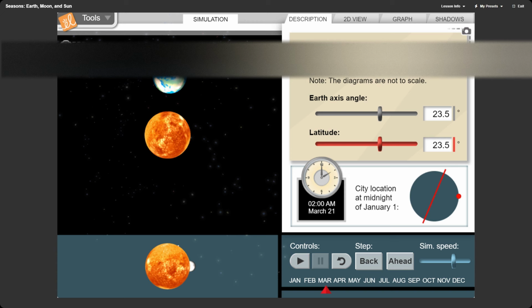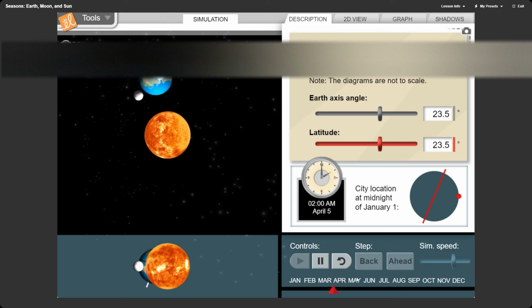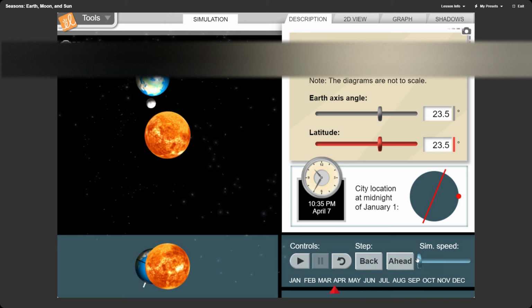So all parts of the Earth are going to experience equal amounts of daylight and equal amounts of nighttime because half of the Earth is lit and half of the Earth is not. Okay. And once again, let me speed it up a lot more. We're back to, I accidentally slowed it down.